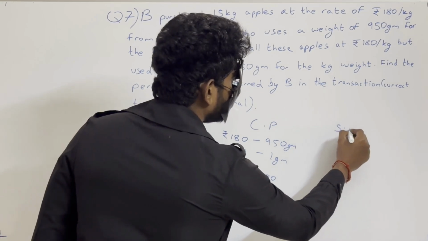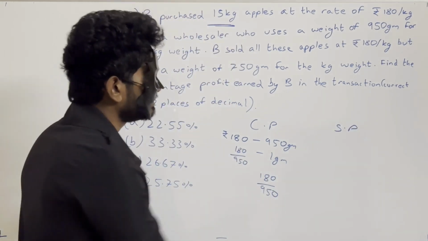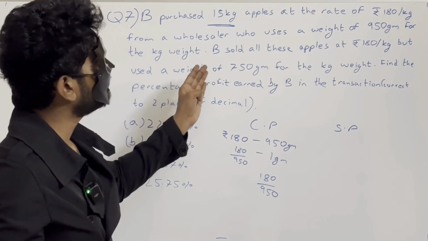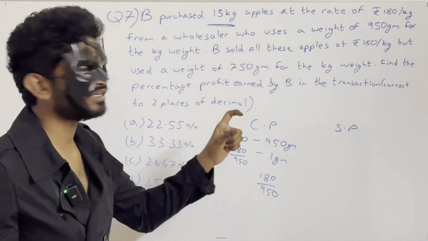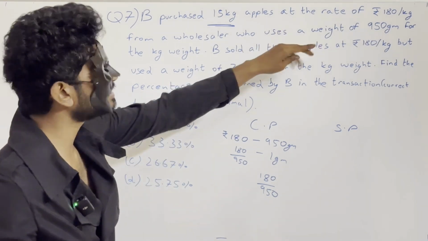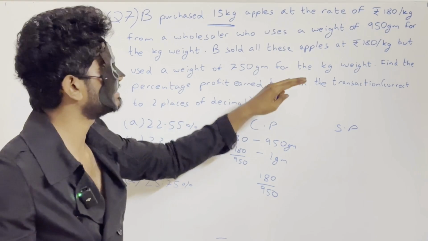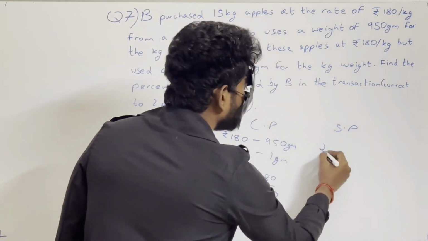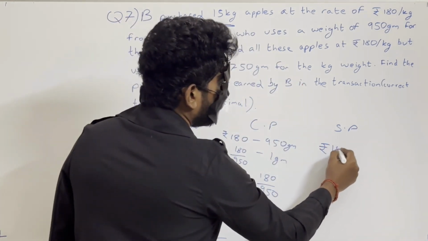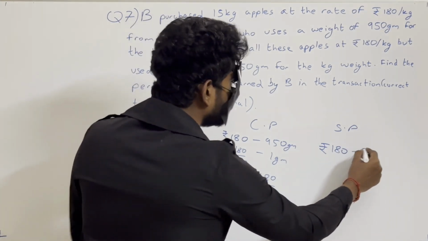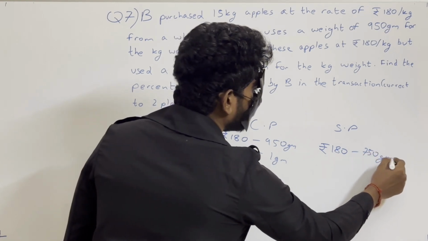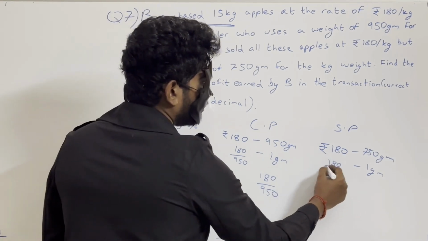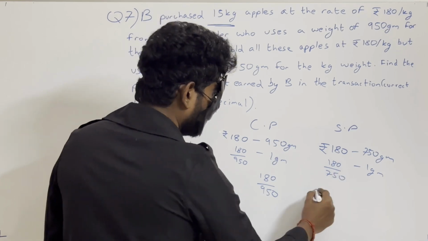Now selling price. B sold all these apples at 180 per kg but used a weight of 750 grams. He is further cheating. Instead of using 1 kg weight, he is using 750 grams. Even there, the wholesaler, instead of using 1 kg weight, is using 950 grams. This B person is cheating even more than the wholesaler. So here, B is selling for 180, he is selling 750 grams of apple. So for 1 gram, what will be the amount? It will be nothing but 180 by 750. Now write it here.